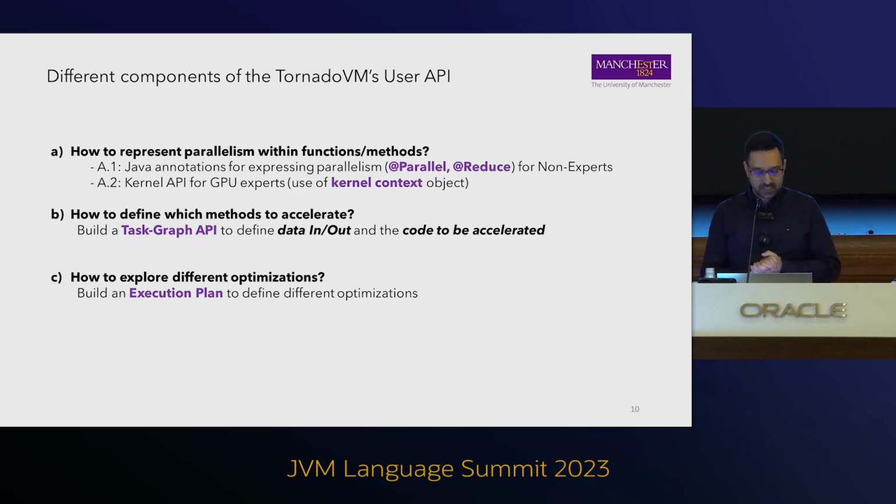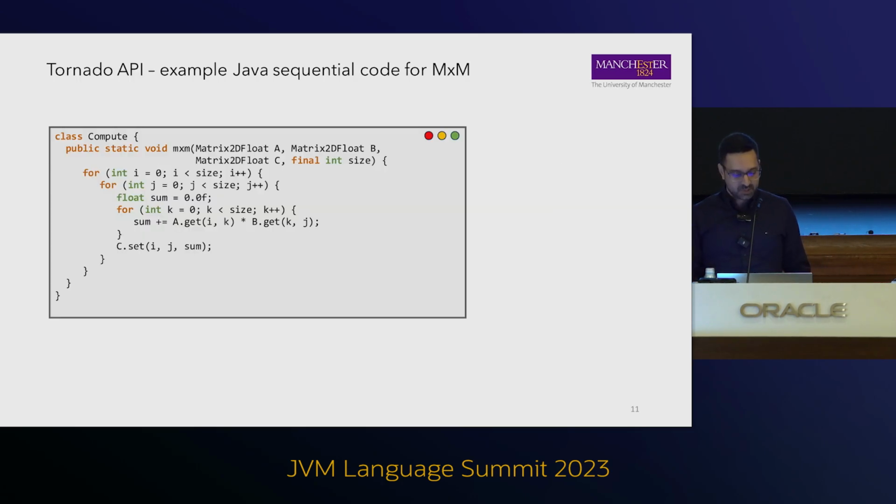I will show you an example in a bit. And the last part is how we express some optimizations, how we interact with a debugger, how we do more advanced features. And we do that through an optimization plan. Let me show you. This is very abstract still. Let me show you with an example.